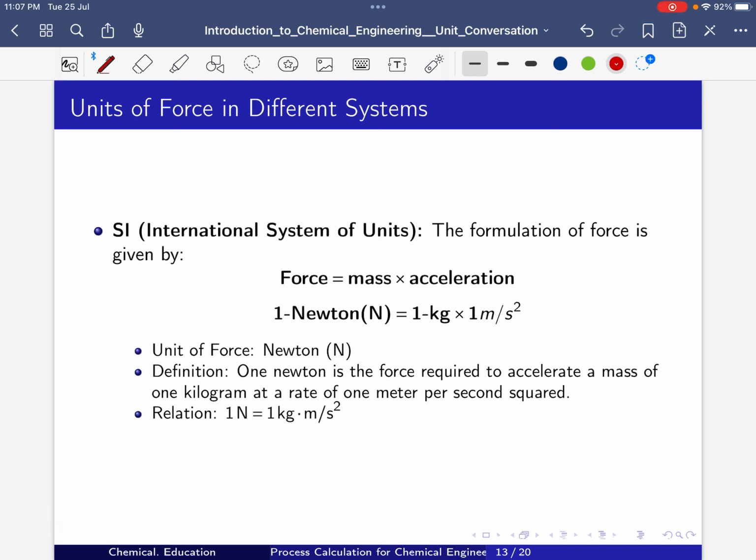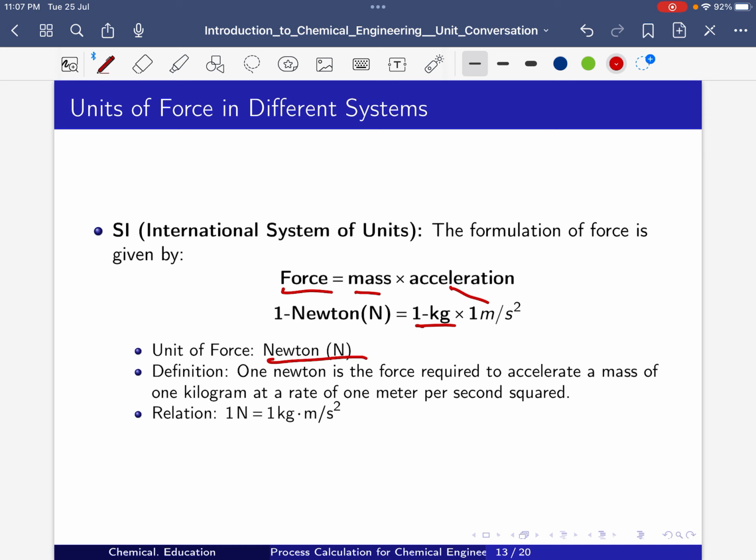Now units of force in different systems. So the formulation of force is given by force is equal to mass into acceleration. So force unit is Newton. So 1 Newton means 1 kg into 1 meter per second square. Mass is 1 kg, acceleration 1 meter per second square. So unit of force is Newton.